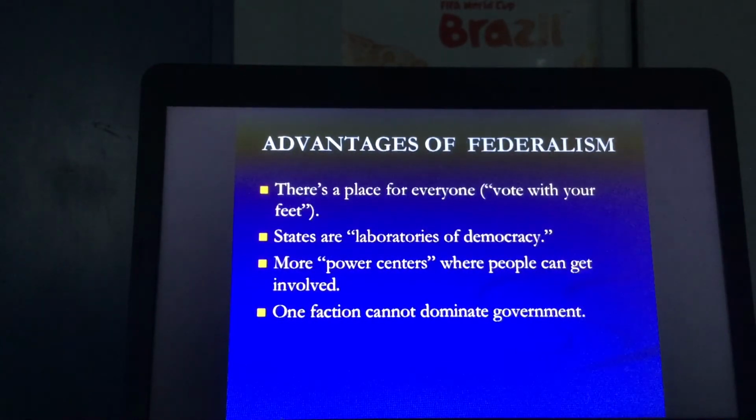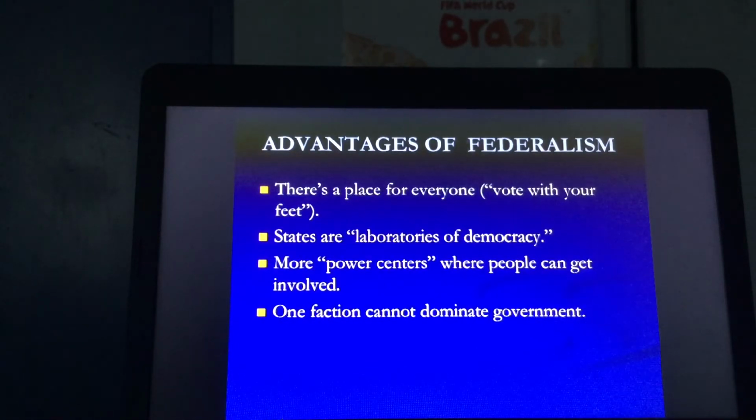Okay, the advantages of a federal system. First of all, there's a place for everybody. Vote with your feet. If you like a lot of environmental regulations and you're happy to pay high taxes for that, California is the place for you. If you don't, you probably want to move to Alabama. Everybody can find a place where they are happy.